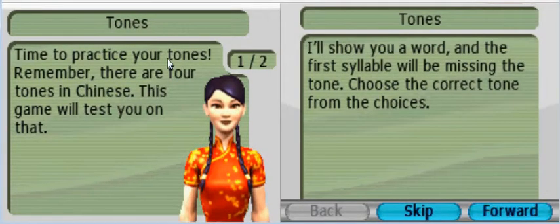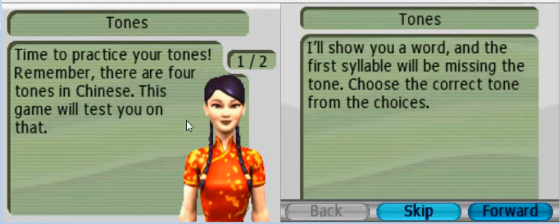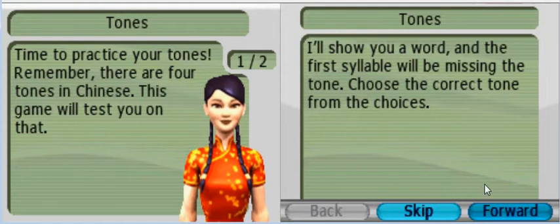Time to practice your tones. Remember, there are 4 tones in Chinese. This game will test you on that. I'll show you a word and the first syllable will be missing the tone. Choose the correct tone.